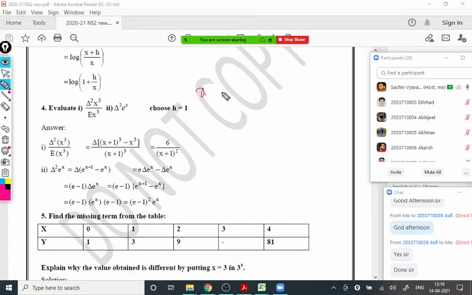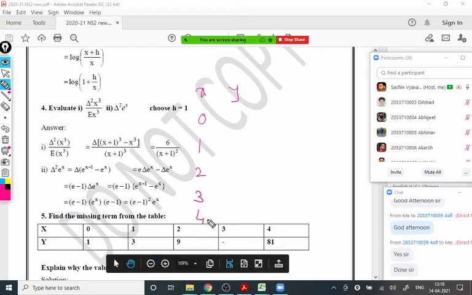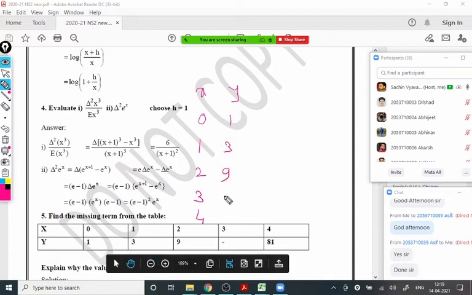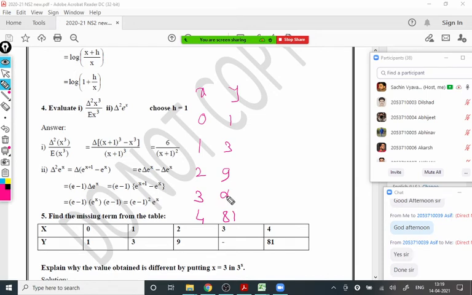The first two columns of the table are always x and y. The values of x are 0, 1, 2, 3 and 4. Then I'm writing the values of y, which are 1, 3, 9. Now this value is missing, I'll write it as alpha, and the last one is 81. So we have to find the value of alpha. Whenever you have to find the value of one constant, write the differences till you get one number only, equate that number to 0, and you will get alpha.